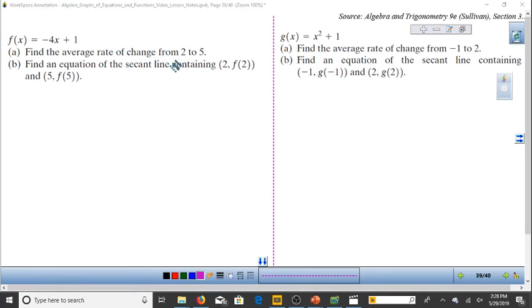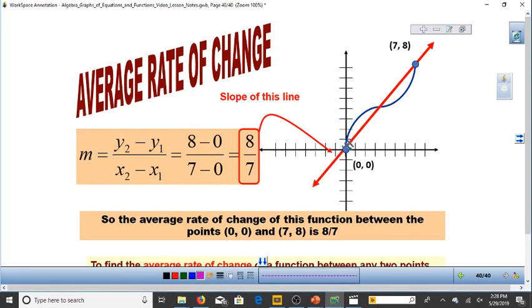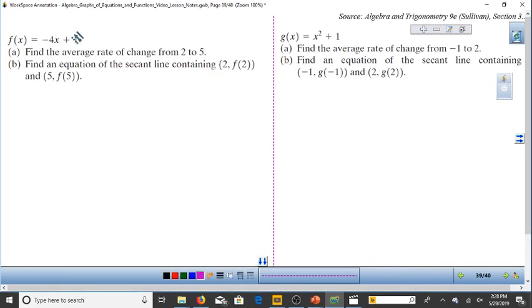Find the average rate of change from 2 to 5 and find an equation for the secant line containing those 2 points. The secant line is a line segment that goes through these 2 points on the graph, this point here to that point there. So basically, it's the slope of the line segment. Now, if you notice, this is already a straight line. So the average rate of change of a straight line is the slope of that line. So let's see if that confirms our idea.